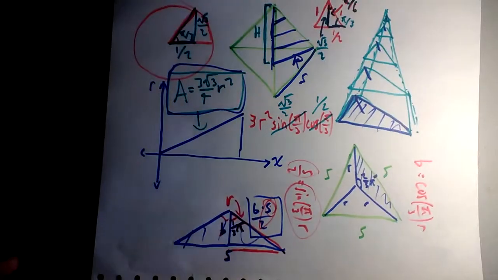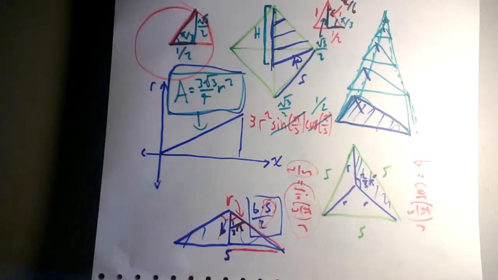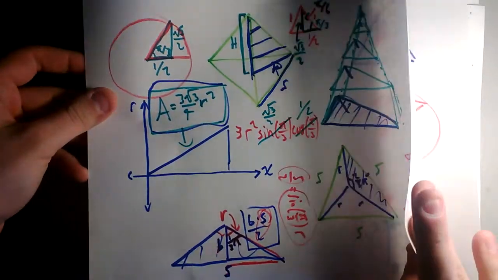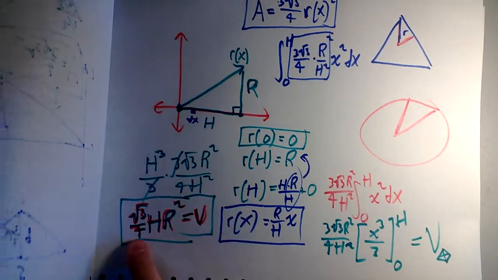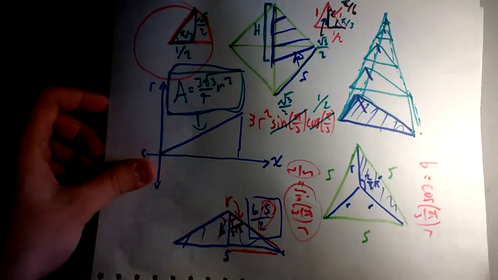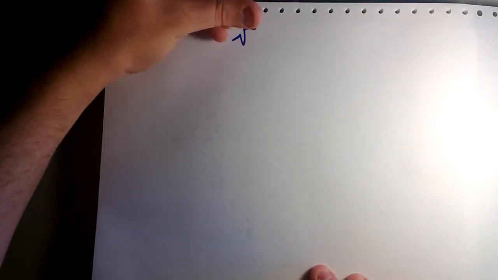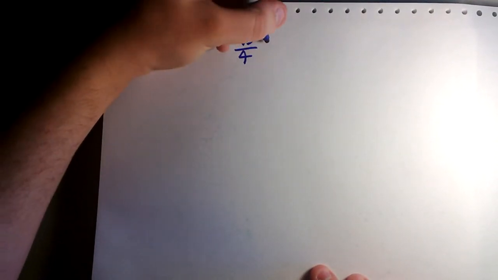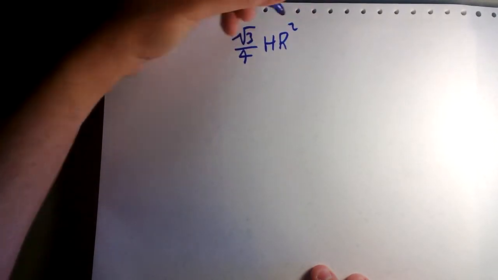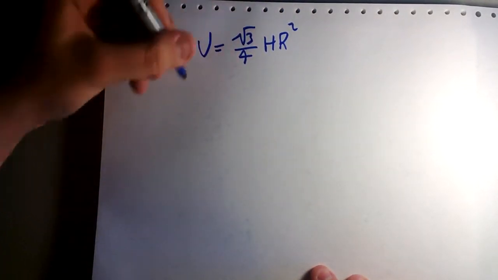In fact, let's just do that. Just get it over with. So one more page. Alright, here we go. Sorry, I need to remember the formula. So the formula we just found is square root 3 over 4 times h r squared. Square root 3 over 4 times h r squared is the volume.